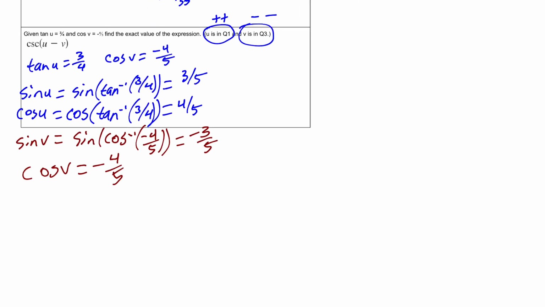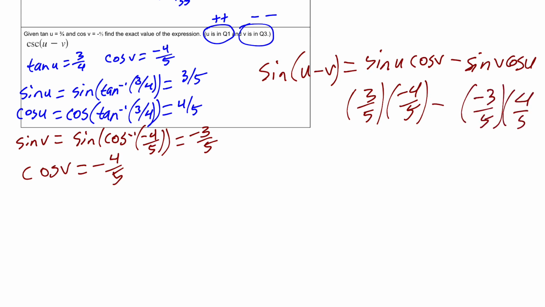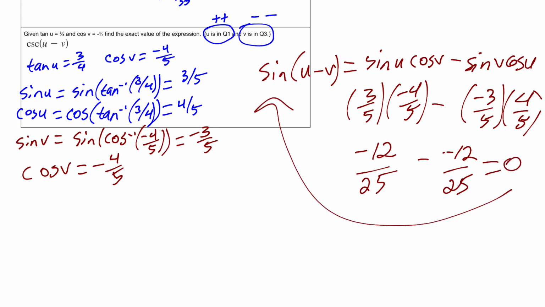Now we have enough information to plug this in. So let's start with the shortcut we know, which is sine of u minus v. And we can plug all these things in. So we're looking at sine u cosine v minus sine v cosine u. And if you plug those in, that's 3/5 times negative 4/5 minus negative 3/5 times 4/5. This gives us negative 12 over 25 minus a negative 12 over 25, or 0. But that's what sine was. If we want to figure out what cosecant is, we flip it over. We have 1 over 0, and our answer is undefined.